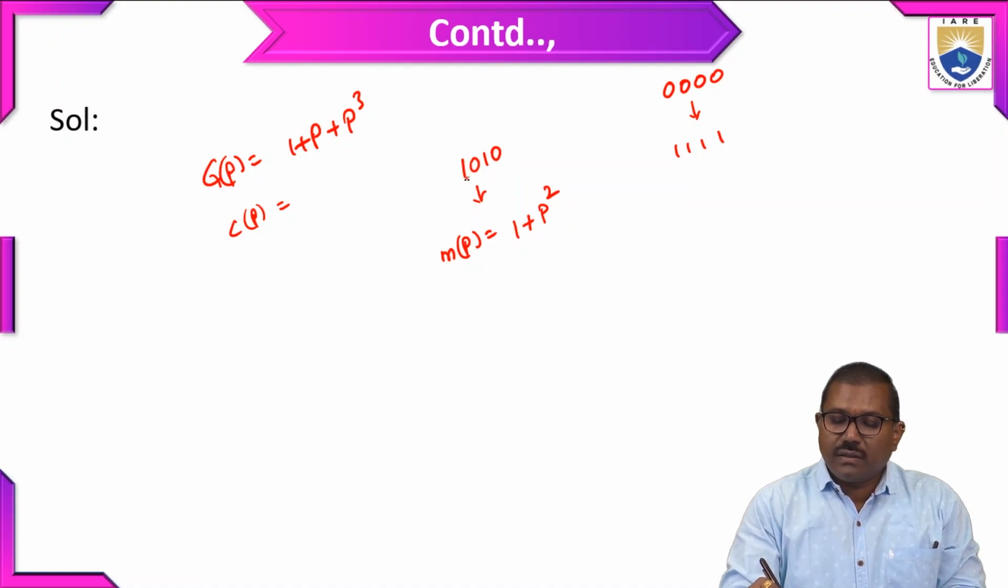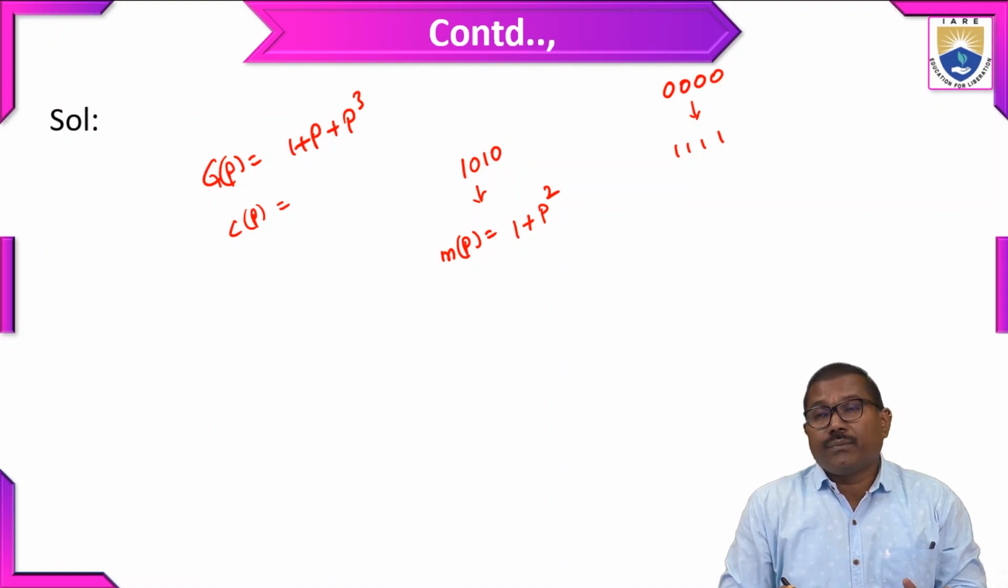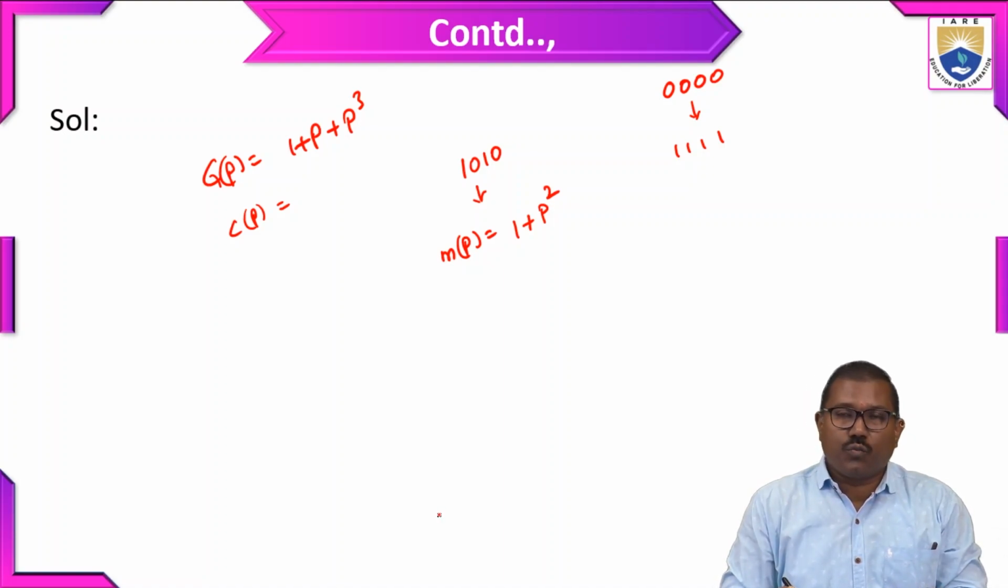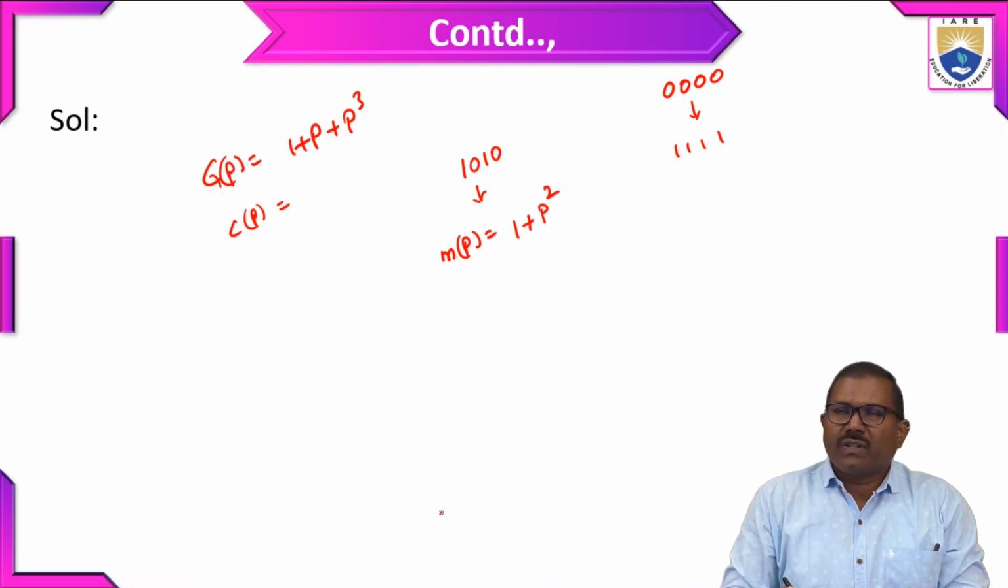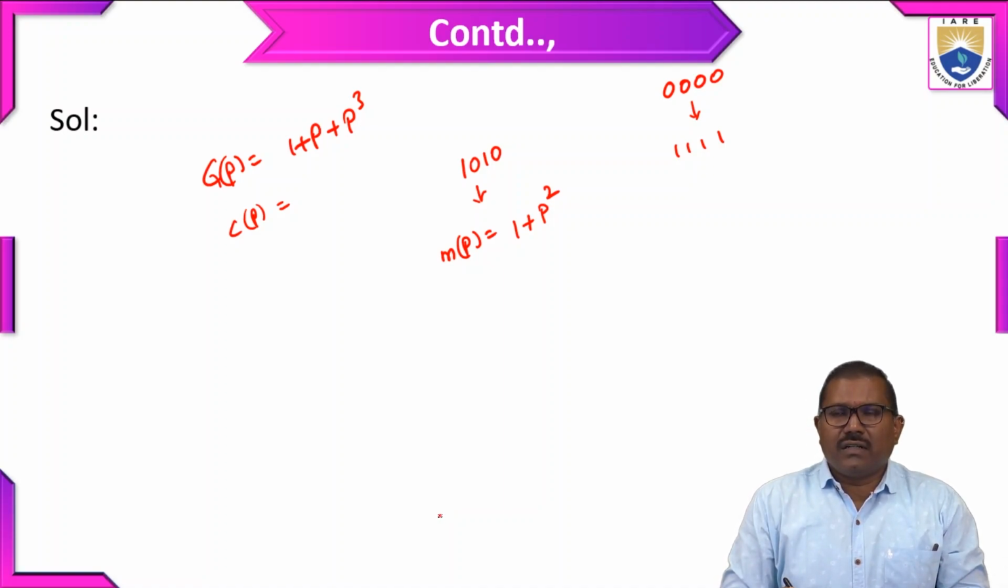Here you can see the first one: digit 1, next p square, p cube. So this is my message polynomial. By using this message polynomial, I am going to generate the code polynomial. But here they are asking for both the non-systematic and systematic code polynomial. So for these two varieties, we have a different procedure to generate.